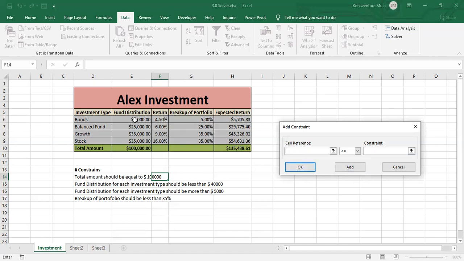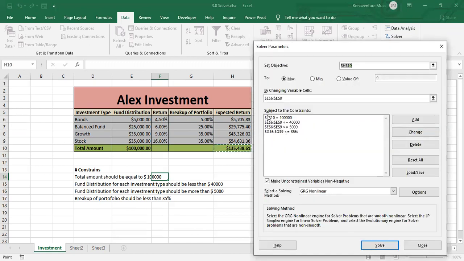Then we also have another constraint for this. We are told it should be more than 5,000, so it should be greater or equal to 5,000. You click on add. And then here we are told the breakup of the portfolio should be less than 35%, so this should be less or equal to 35%. So I think that is the end of our list of constraints. We're going to click OK.